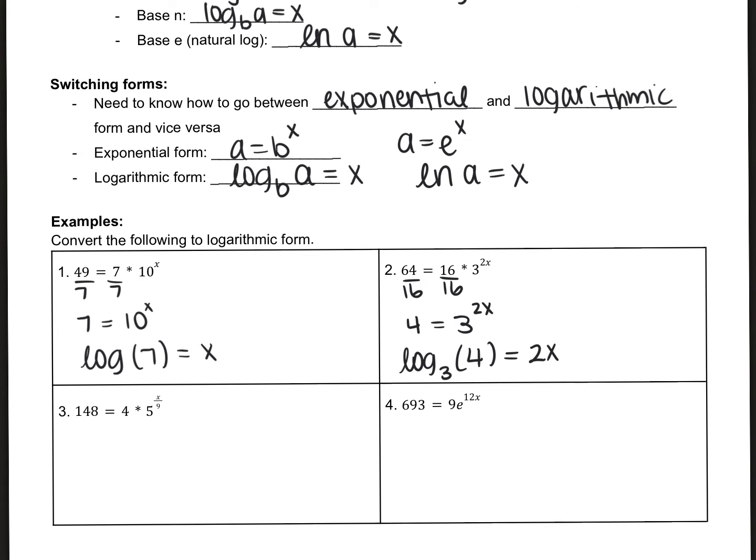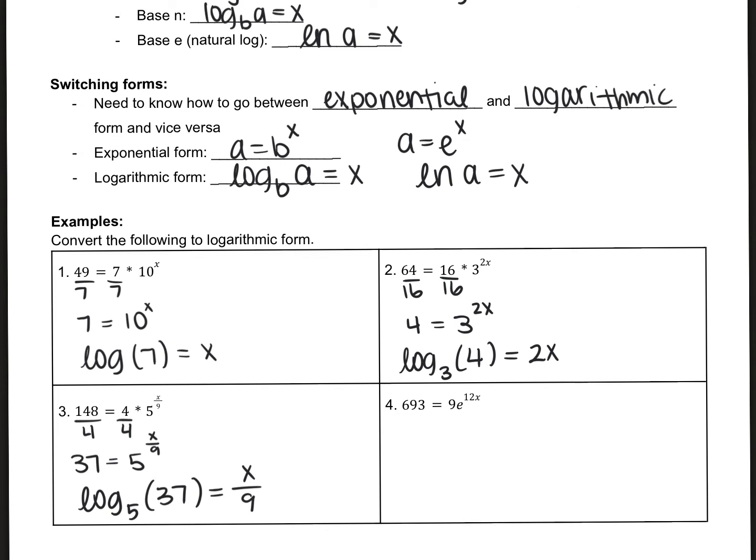Next we have 148 equals 4 times 5 to the x over 9. So my first step is going to be divide both sides by 4. We get 37 equals 5 to the x over 9. So I'm going to convert it to logarithmic form. I have log base 5 of 37 equals x over 9.